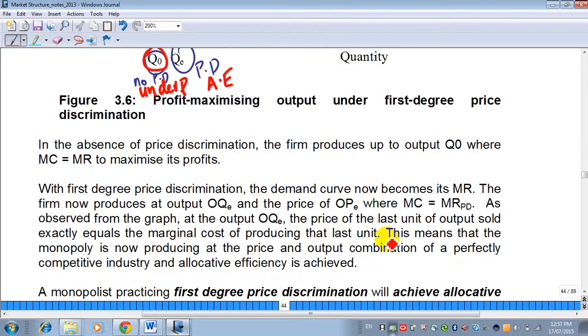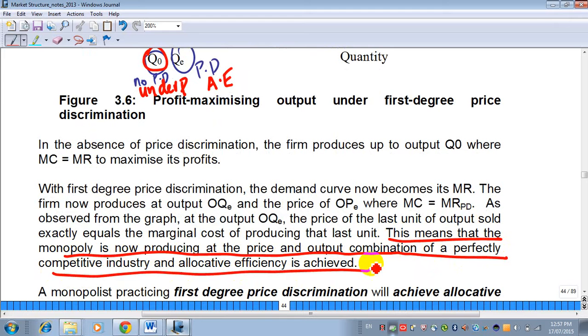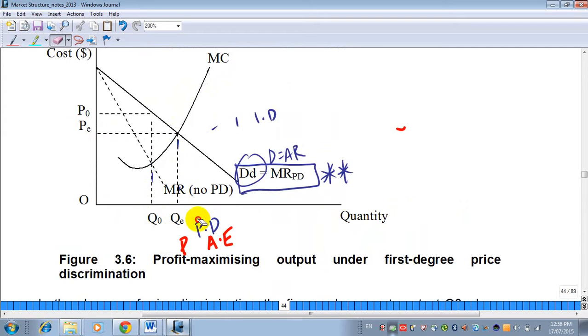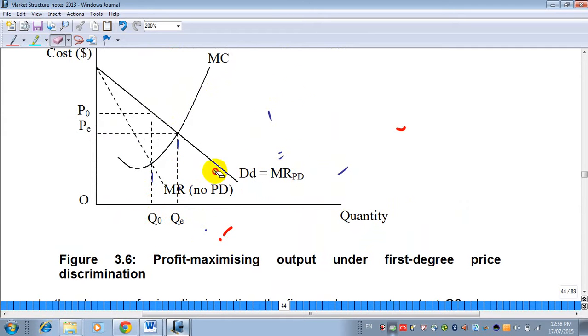So this is the result, that the monopoly will now be producing at the price and output combination of a perfectly competitive industry where allocative efficiency is achieved. The price of the last unit of output sold equals the marginal cost. P equals MC at QE. I'm going to show you again how I derive P equals MC at QE, which is the quantity that's being produced under price discrimination.